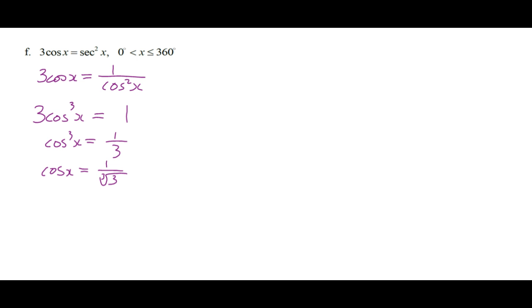Just positive, right? It's a cube root. If it's a square root, then it's plus or minus, right? If it's a fourth root, it's plus or minus. But if it's a cube root, it's just plus.